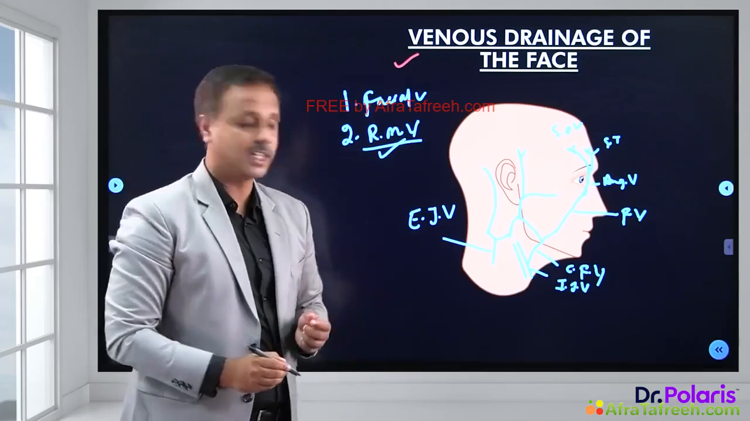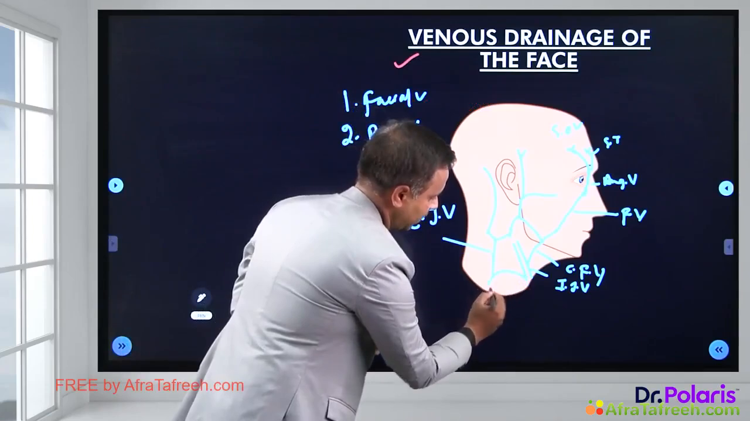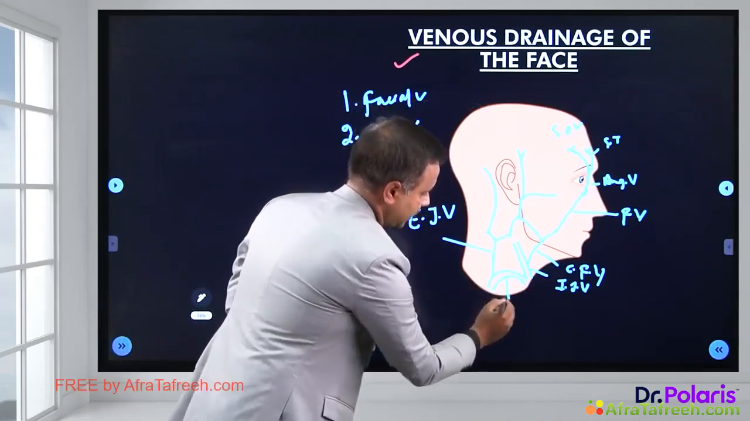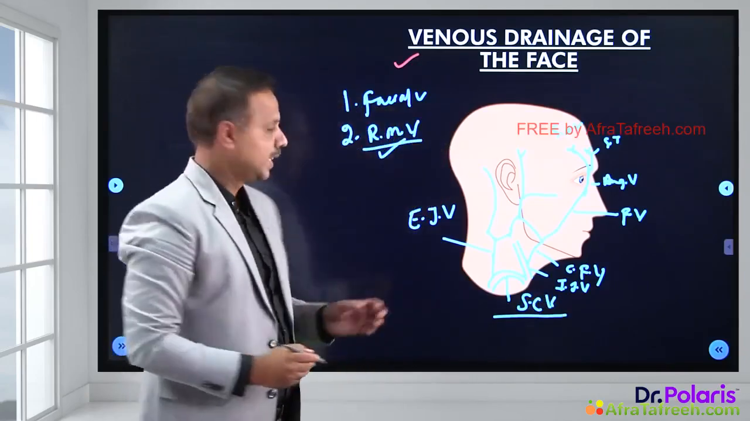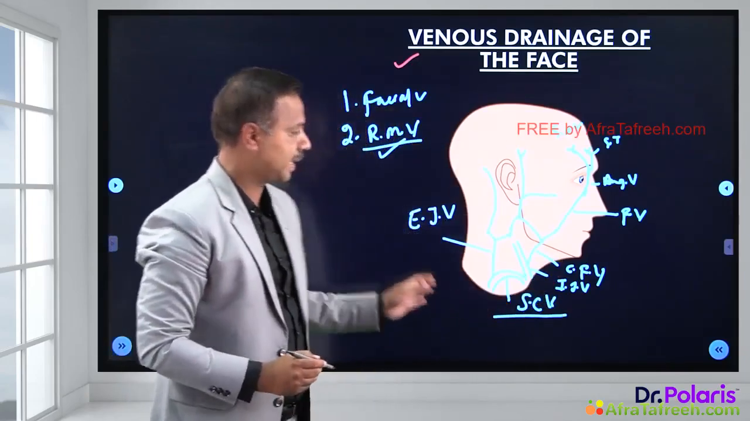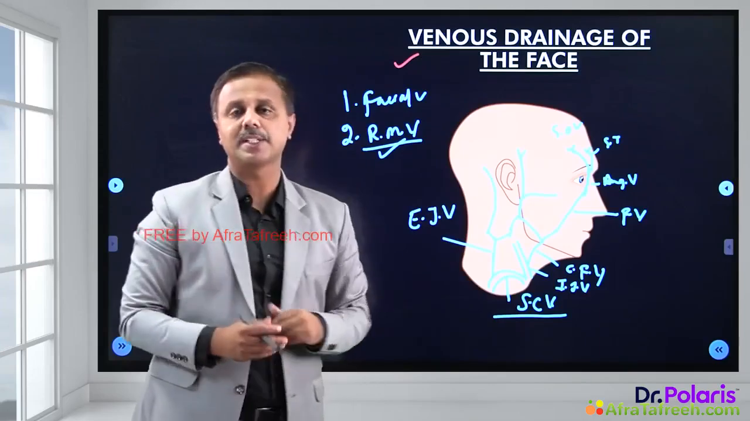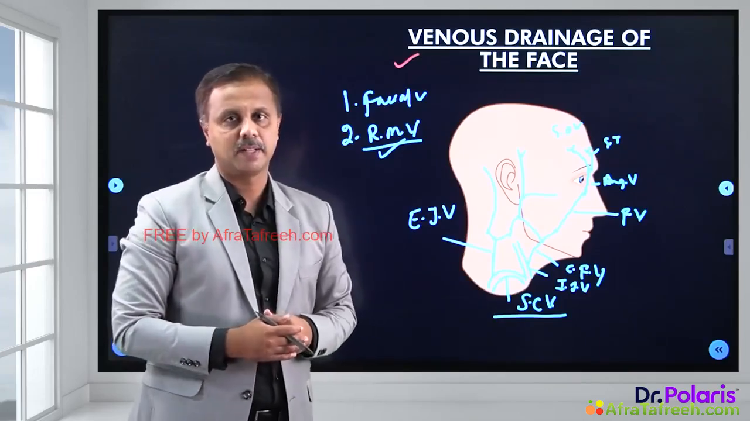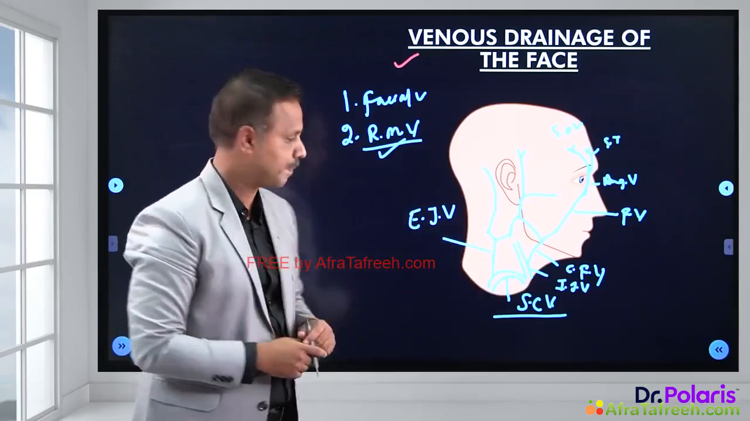What is the fate of the external jugular vein? The external jugular vein will ultimately drain into the subclavian vein. This is how the venous blood from the face or scalp gets drained into the larger veins of the neck. So this is regarding the venous drainage of the face.